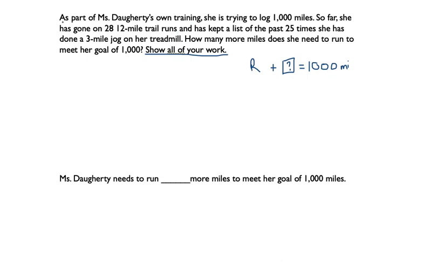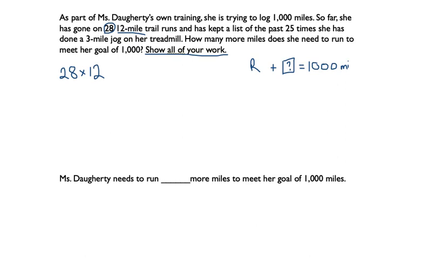Let's start back at the top. As part of Miss Doherty's own training, she is trying to log 1,000 miles. So far, she has, this tells me what she's already done. She has run 28 times. She has gone on 28 12-mile runs. Okay, so 28 runs, and each of those was 12 miles. Notice here the number of runs and the distance of each one, a 12-mile trail run.